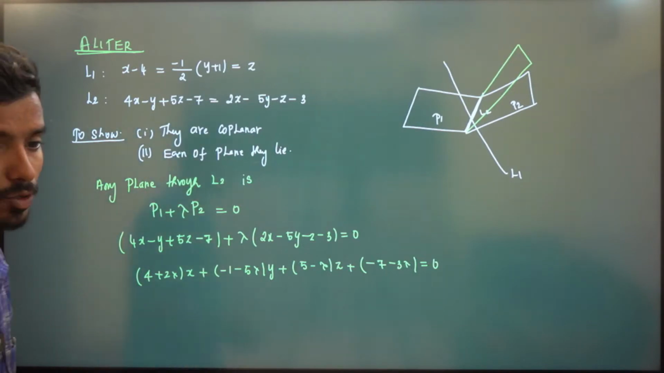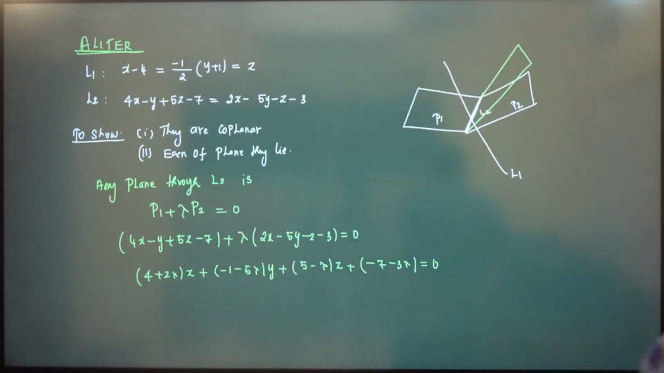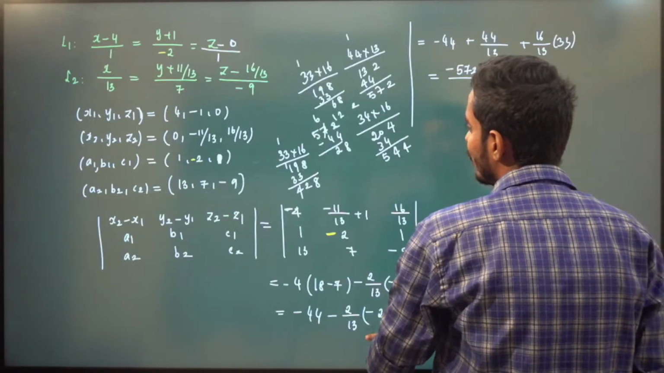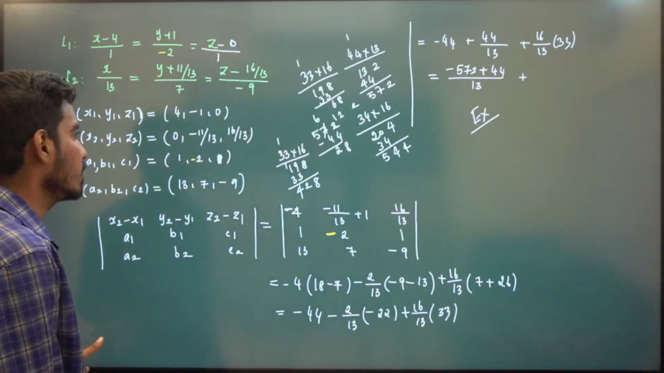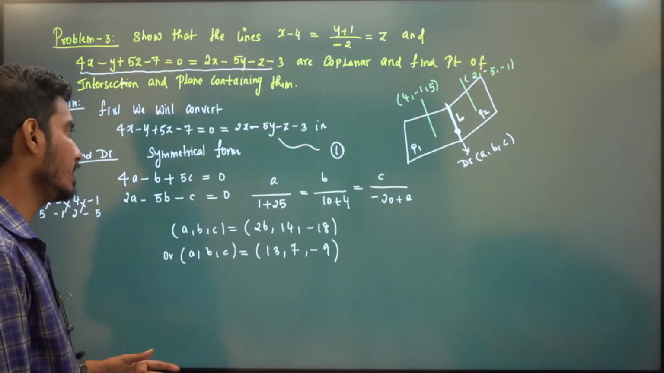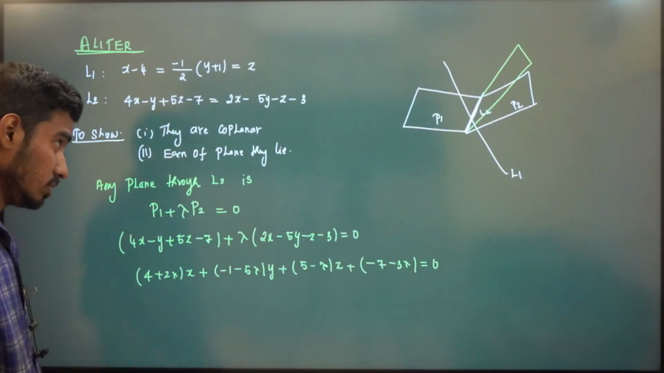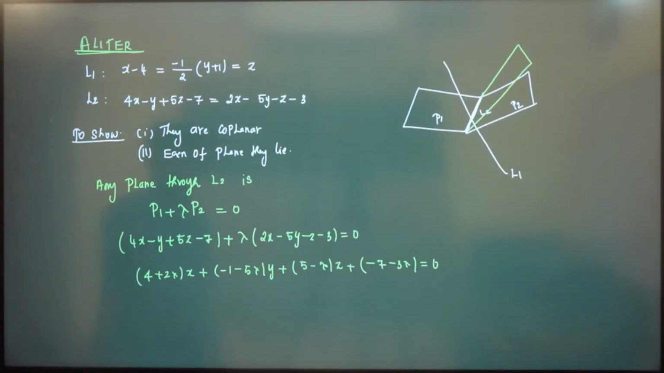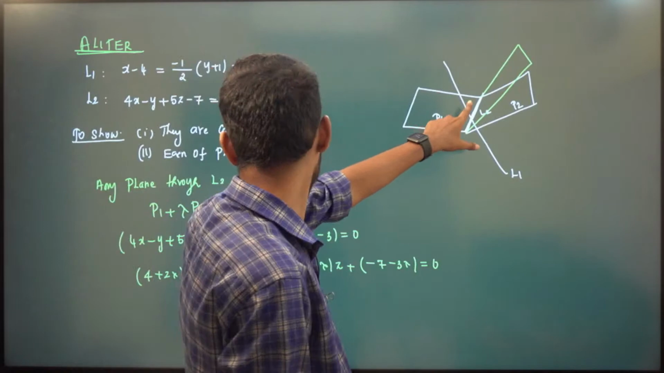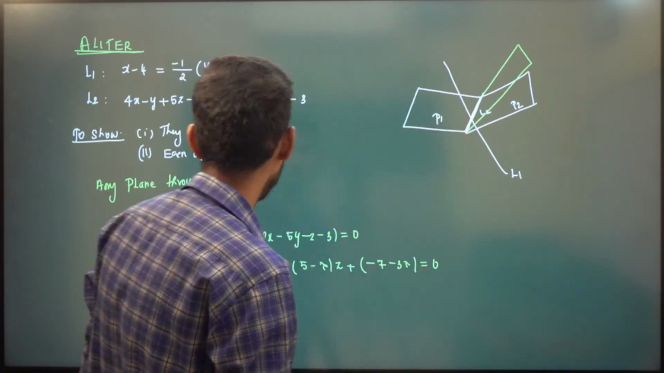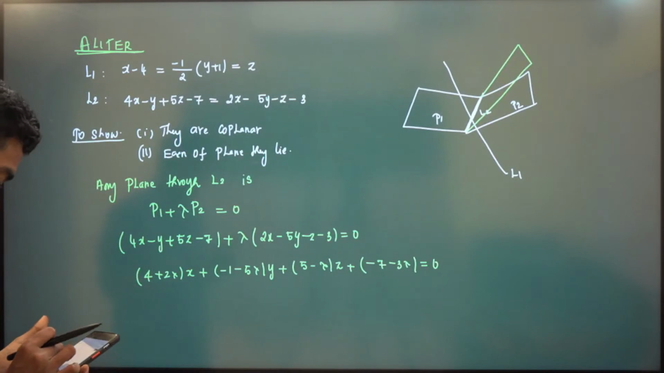First, I'm just telling you later how to show they are coplanar and to find the equation of the plane containing the line. I will always recommend following this procedure. It is very easy, right? It involves some calculation, but it is very easy to understand and visualize. So first we are finding that any plane through L2 is of the form P1 plus lambda P2 is equal to 0, right?